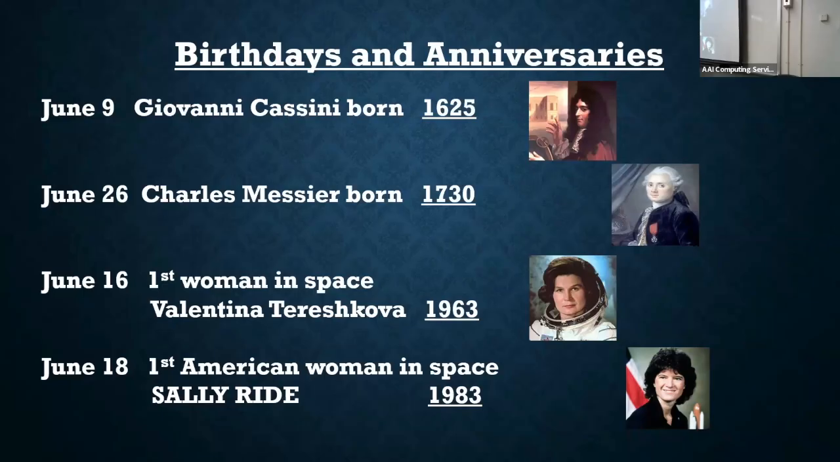So these are some of the birthdays that are important in June. Giovanni Cassini was a very important astronomer. If you like Saturn, you know that there's a gap in the middle of the rings called the Cassini gap. He's the one who discovered it way back in the 1600s, when telescopes were still kind of in their infancy. June is also the time that Charles Messier was born.